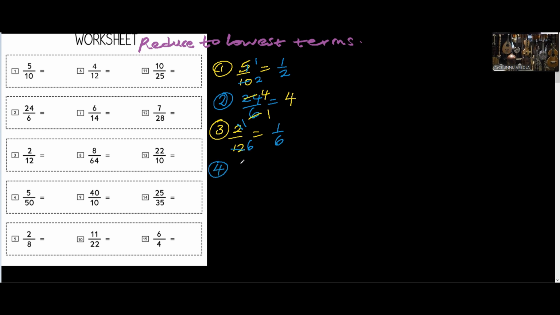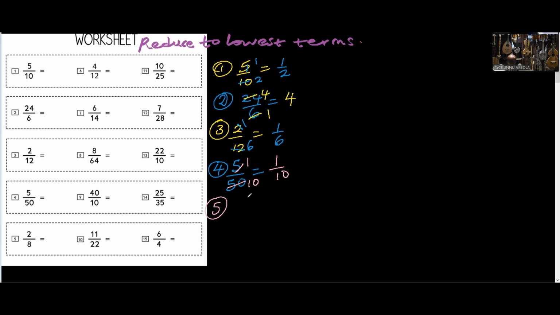And number 4, we have 5 over 50. So what do you think 5 over 50 should give me? You just think of a number that can factor them, which is 5. So 5 here is 1, and 5 here is what? 10, right?